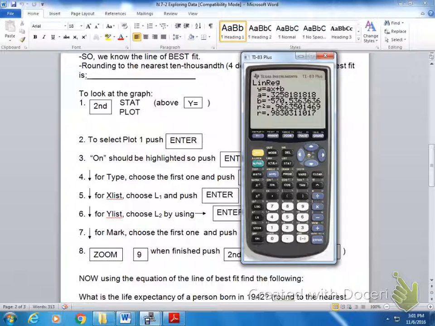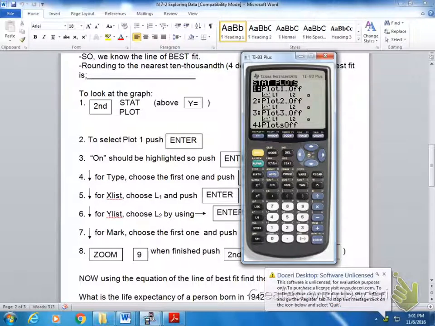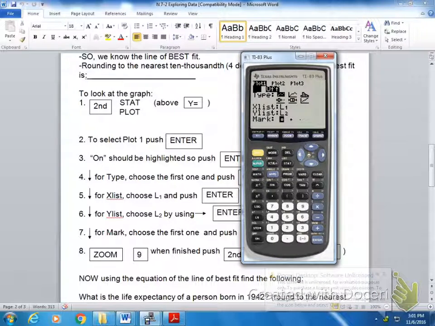So what you're going to do is you're going to hit second, and you're going to hit y equals. And you can see it has plot 1, plot 2, all that. We're going to go to plot 1 and hit enter. We're going to go down and see how on and off is probably highlighted. Go down to where it's on, like it's blinking on mine, and hit enter. What that means is we're going to use our L1 and L2 to plot stuff, okay? It says down below that we have X list as our L1, Y list as our L2, and that's exactly what we want.